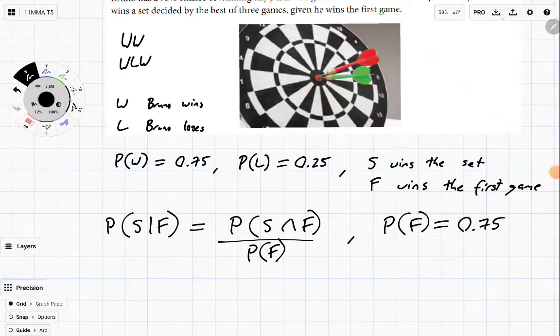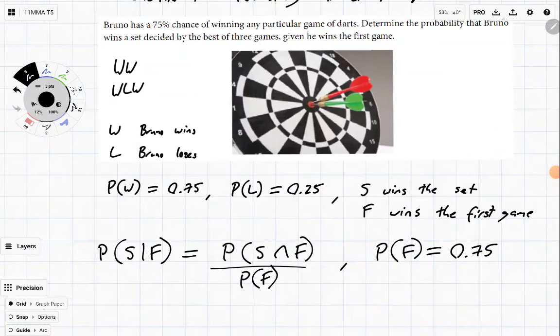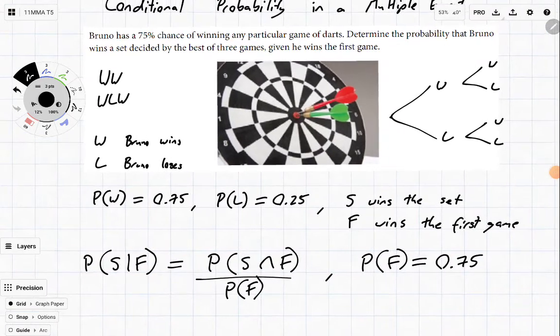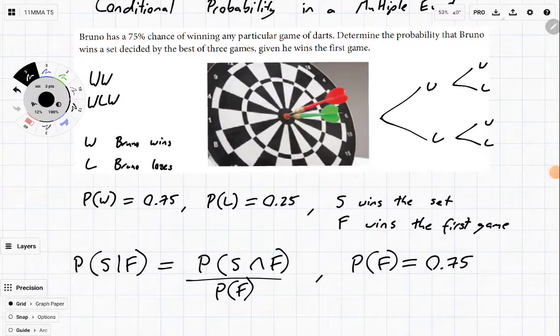And the easiest way to do it is, as usual, with a tree diagram. So in the first game, he can either win or lose. In the second game, he can either win or lose. And then in the third game, he can again either win or lose.